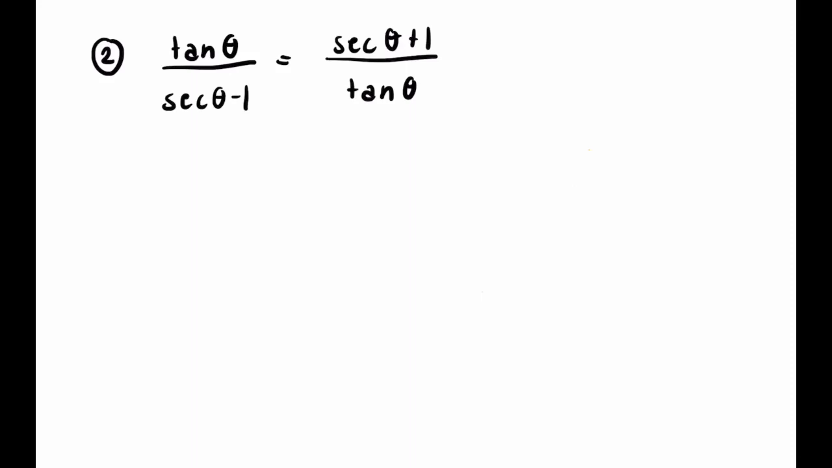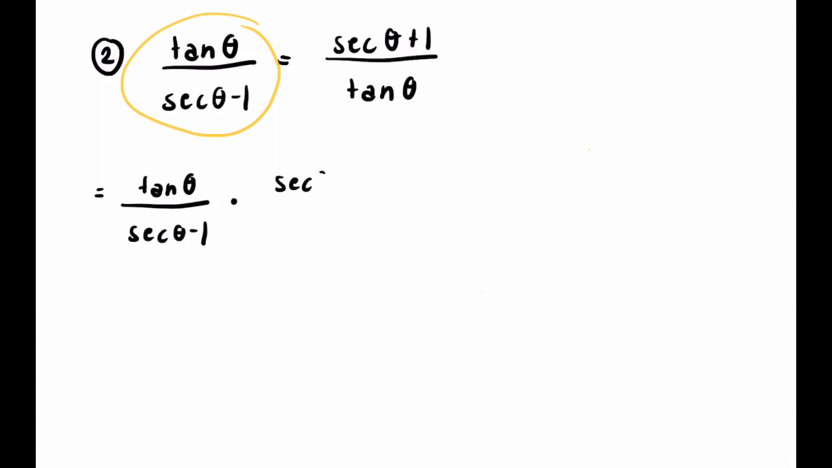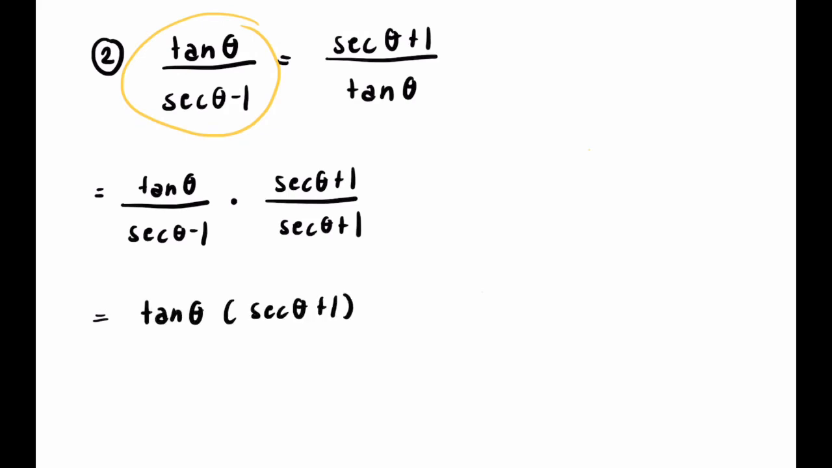We'll be proving the left side of the equation. We will find the corresponding term to make the equation possible. Our equation now will be tangent theta over secant theta minus 1 times secant theta plus 1 over secant theta plus 1. Then we have to multiply both equations. Our answer would be tangent theta times secant theta plus 1 over secant squared theta minus 1.